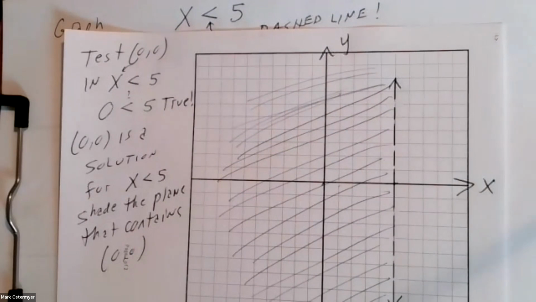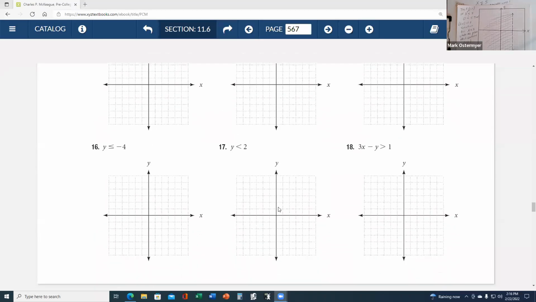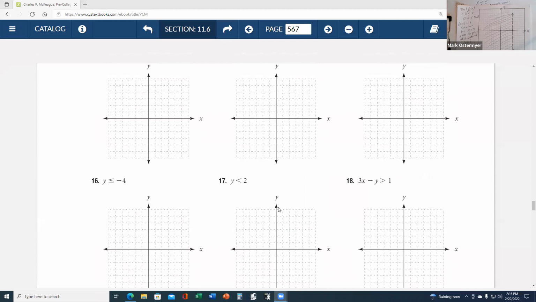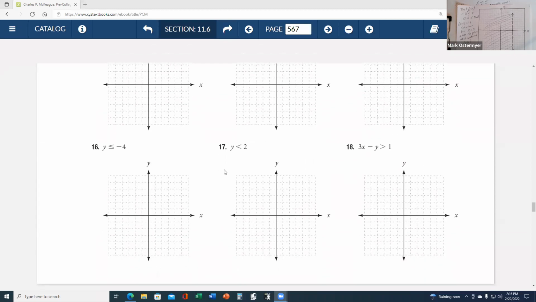All right, so that's the case of a vertical line. How about a horizontal line case in here? Did anybody see a horizontal line case in here? Oh, look at number 16. How would we graph the solution set of this inequality?